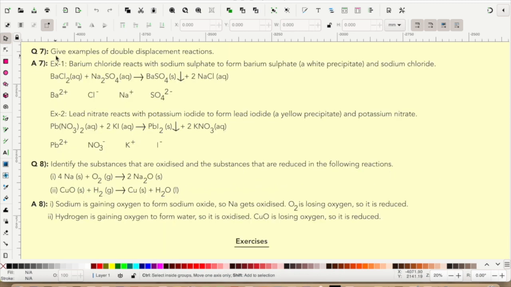Seventh question. Give examples of double displacement reactions. First example. Barium chloride reacts with sodium sulfate to form barium sulfate and sodium chloride.